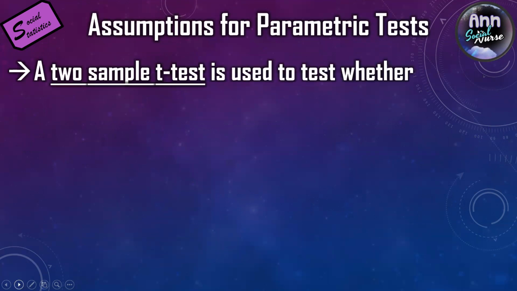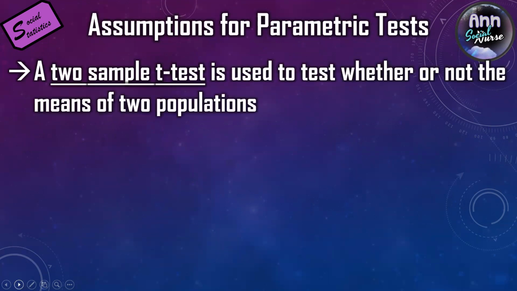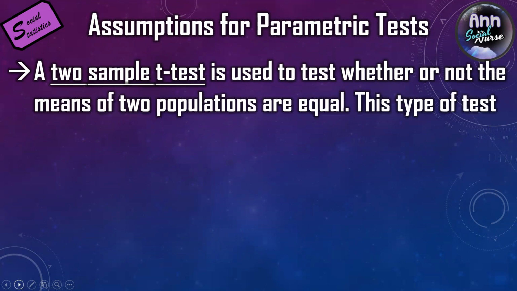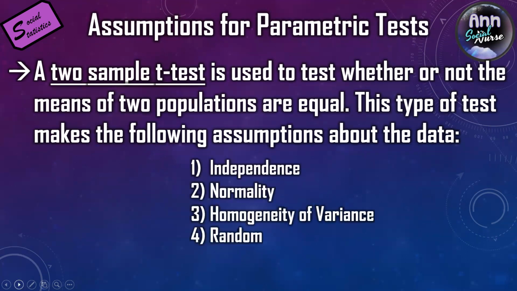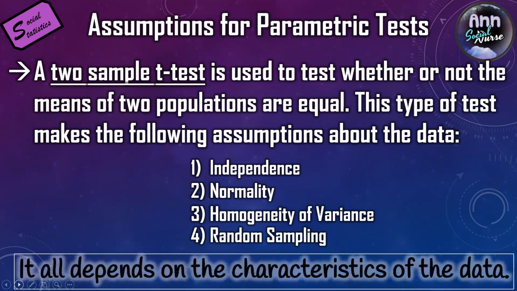Now, a two-sample t-test, we know that there are other types of t-test, like there's the paired t-test, right? So this one, the two-sample t-test is used to test whether or not the means of two populations are equal. This type of test makes the following assumptions about the data: independence, normality, homogeneity of variance, and random sampling.